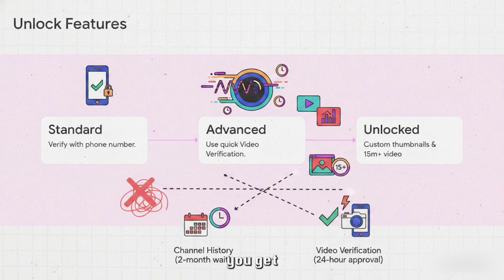But for step 2, you get a few choices, and I am explicitly warning you here, avoid the channel history option. If you click that, you could be trapped in a brutal 2-month waiting period while YouTube slowly verifies your account. Instead, just do the video verification. It's literally a 6-second video where you stare at your phone camera, and you're usually fully approved within 24 hours.